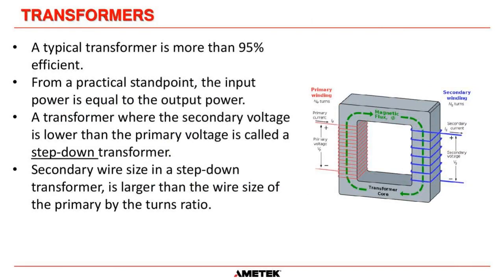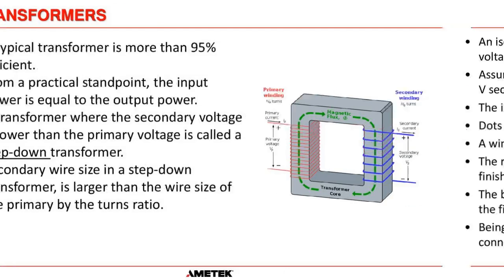From a practical standpoint, the transformer is about 95% efficient. So a transformer where the secondary voltage is lower than the primary voltage is called a step-down transformer. Secondary wire size, consequently, is larger than the wire size of the primary. Later on, we'll see why that can be important for us.